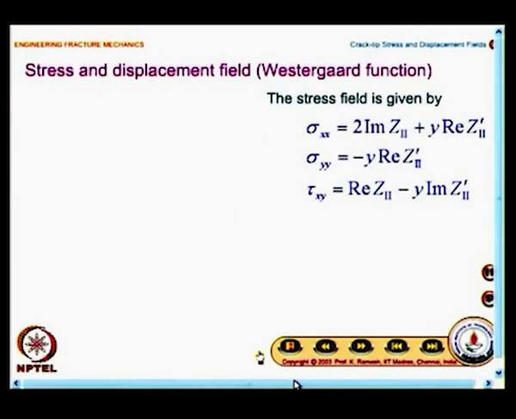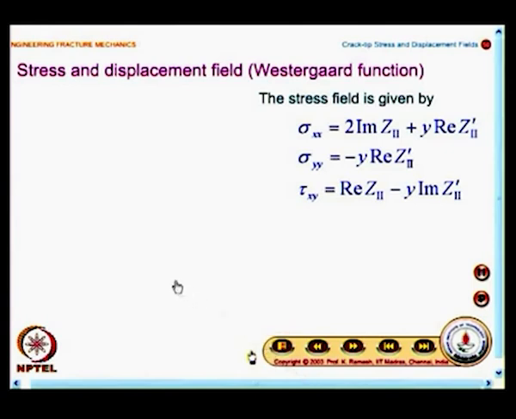As mentioned, I am not going to verify whether the Airy stress function satisfies the biharmonic equation. If you look at the form of the function, it would easily satisfy. I leave that as an exercise to you. So, based on that, as we have done for the case of mode 1, we get the expression for sigma xx, sigma yy, tau xy in terms of the stress function.